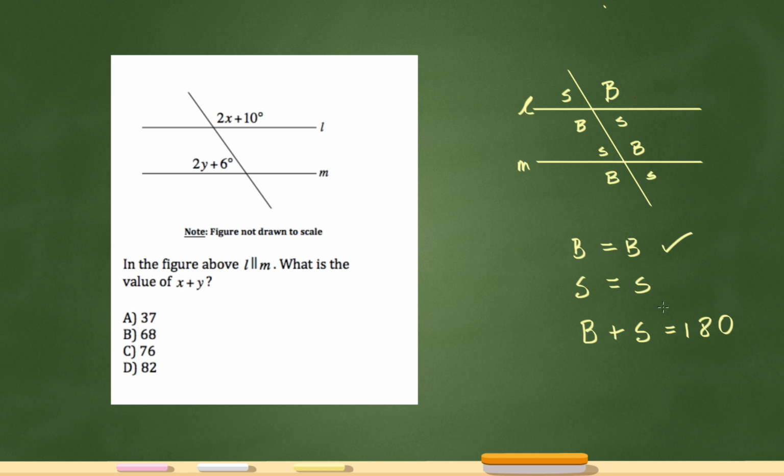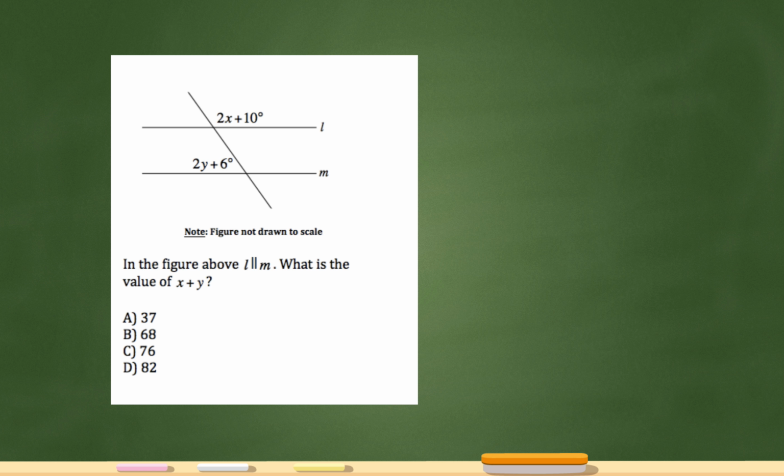I'm going to get rid of this so I have a little more room to work with, but that's what we're dealing with when we have parallel lines. So let me get this away, and let's go to this problem. I'm using a different color pen.